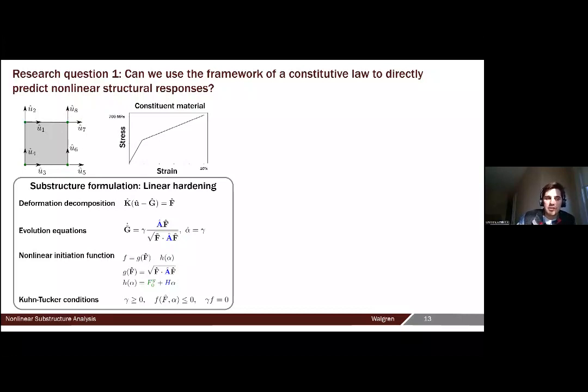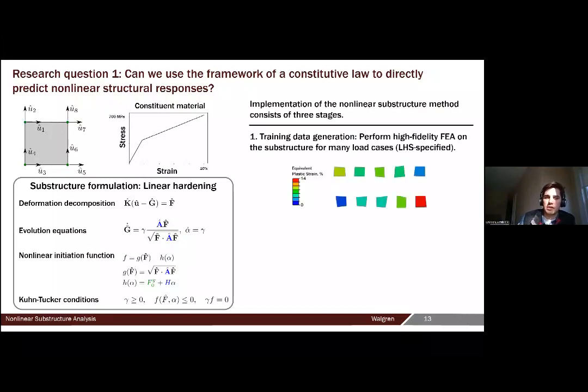The framework in terms of actually implementing this consists of 3 main stages. First, we have to generate training data. So we perform high fidelity FEA on the substructure for many different load cases. And I want to highlight that many, in our case, says anywhere between 10 and 20 different load cases. So training load cases for machine learning, as you saw in the last talk, those numbers go as high as 10,000. But now we see diminishing returns as soon as you get over 20 different high fidelity load cases. So that's providing rationale for that.